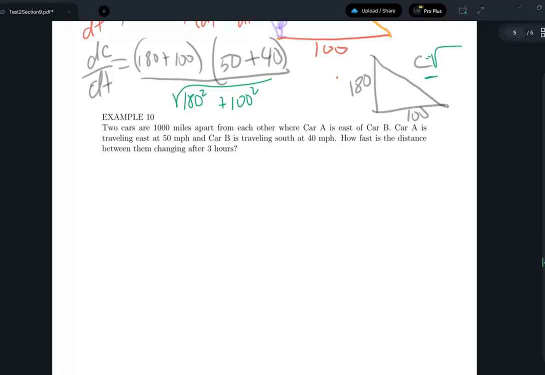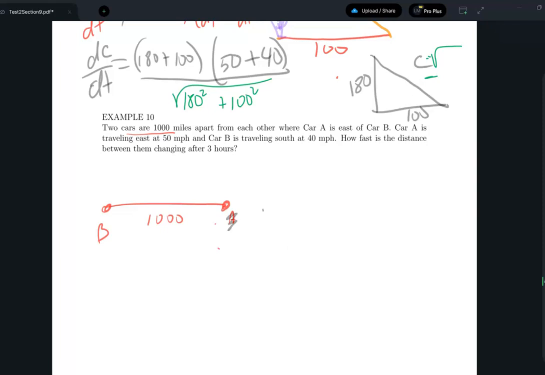Another triangle problem with cars. Okay, cars are 1,000 miles apart from each other. Car A is east of car B. That's where they start. So now car A is traveling more east.